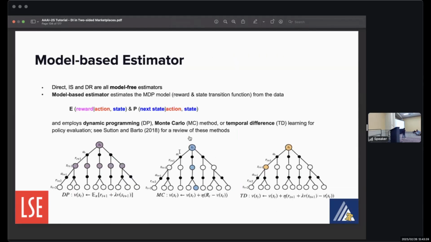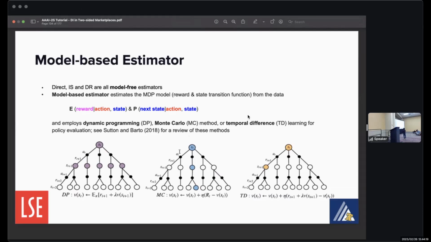And finally, so far I have focused on talking about the direct estimator, the importance sampling estimator, and the doubly robust estimator. All these estimators correspond to model-free estimators. In addition to using those model-free estimators, you can also consider using a model-based estimator. Under an MDP model, it basically estimates this MDP model, which requires estimating the reward function and the state transition function. So basically, what is the conditional expectation of the reward given a state action pair? What is the probability of transiting into a future state given a current state action pair?